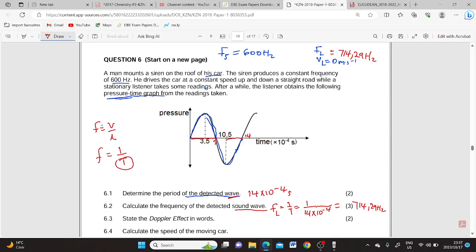Now, state the Doppler effect in words. It is a change in observed frequency of a sound wave when the source of sound is moving relative to the listener.